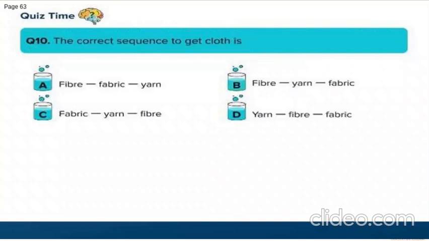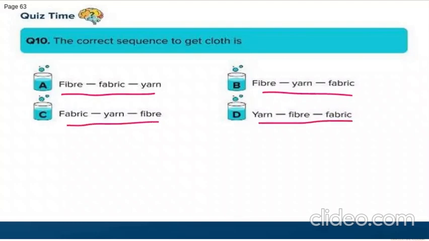What is the correct sequence to get a cloth? How do we get the cloth? Fiber to fabric to yarn, fiber to yarn to fabric, fabric to yarn to fiber, or yarn to fiber to fabric. You have to choose the right answer. So, 10 seconds.